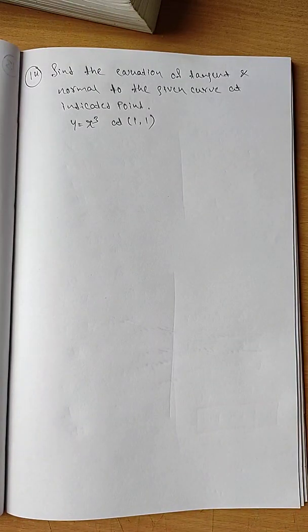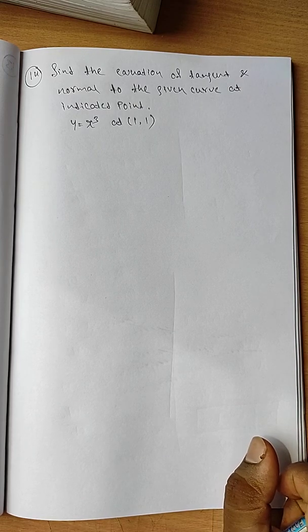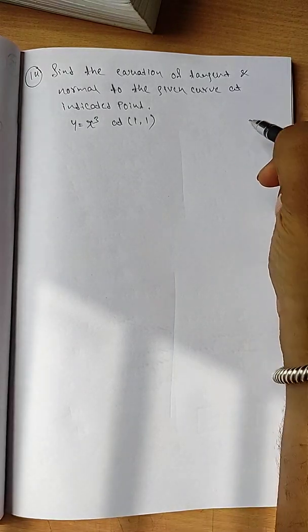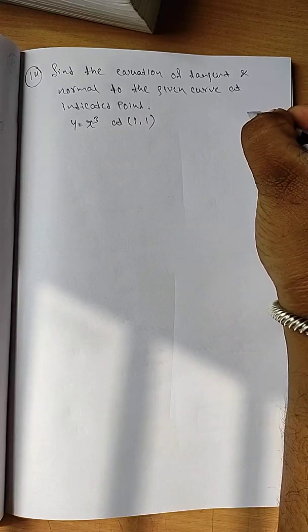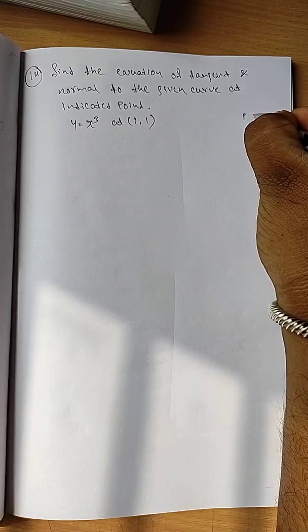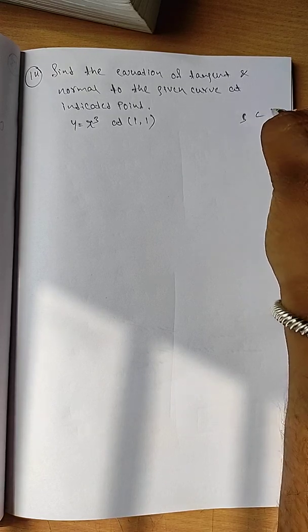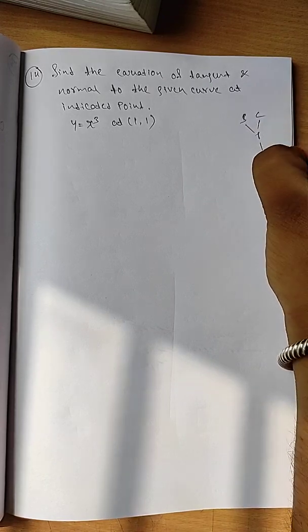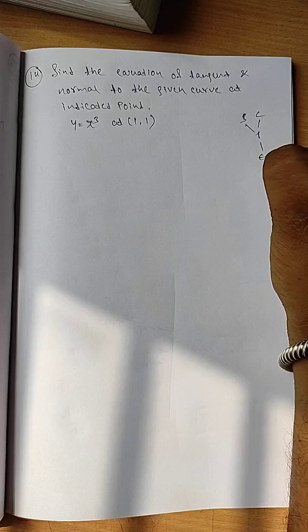Students, in the last class we discussed tangents and normals. In today's class also we are discussing the same concept. In the last class we were finding the equation of a tangent and the equation of a normal. When the slope and the curve are given, we find the point and then we find the equation.